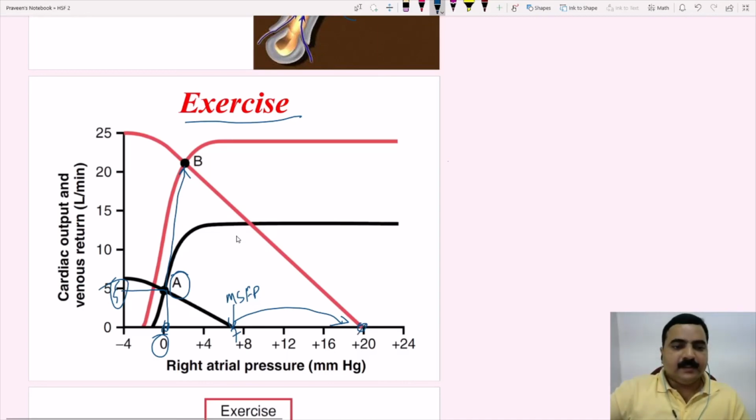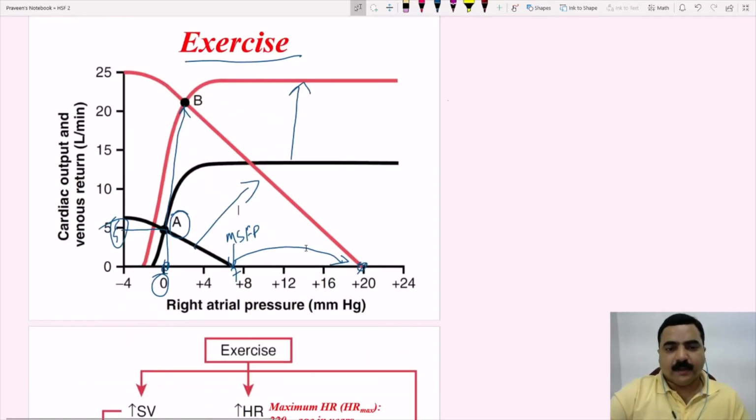Okay, and then the sympathetic stimulation to the heart will bring the cardiac function curve upward. This is going up, and the venous return curve has also moved up. So the venous return is also increasing and the cardiac output is also increasing during the exercise. And this is just a representation of how the changes happen during exercise.